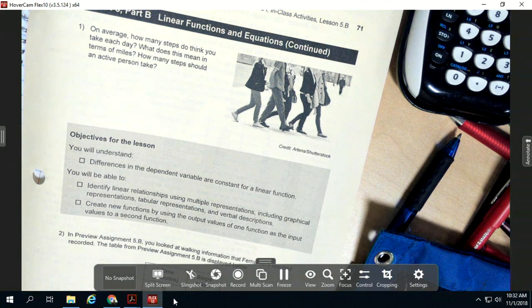What do they recommend you take each day? 10,000 steps a day. Now, then it says, what does that mean in terms of miles? Well, if you spoke Latin, that would be just an easy equation to make. The Latin words for 1,000 paces is milia passuum. Mile, pace, you get it? A mile is 1,000 paces.